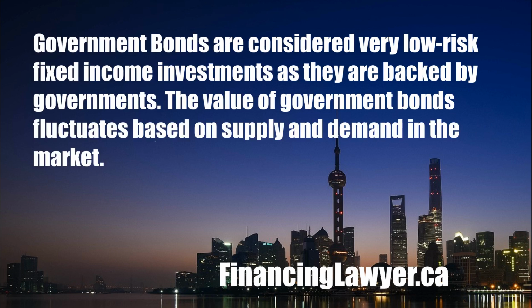Government bonds. Issued with terms of maturity between 2 and 30 years, government bonds are considered very low-risk fixed income investments as they are backed by governments. The value of government bonds fluctuates based on supply and demand in the market. A government will increase the supply of bonds to raise money, which will be used to stimulate the economy. Demand for government bonds tends to increase during periods of low confidence in equity markets as investors seek safety. Demand also tends to increase in periods of weak economic activity when the threat of inflation is minimized.